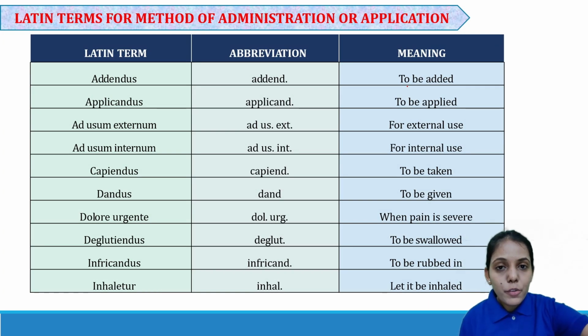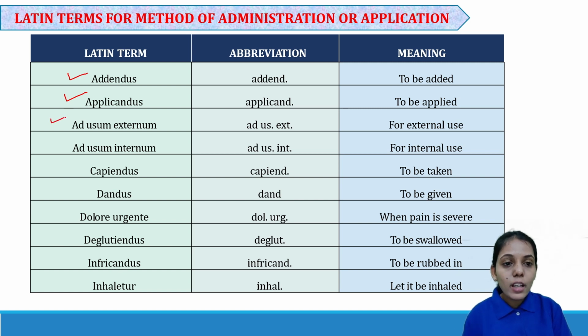Now Latin terms for method of administration. Addendus means to be added. The name itself suggests it. Applicandus means to be applied. Ad usum externum means for external use. Here it is given, for external use. Ad usum internum, internum means for internal use.